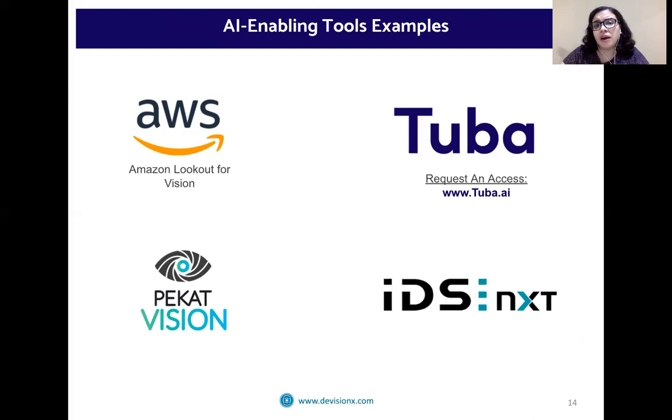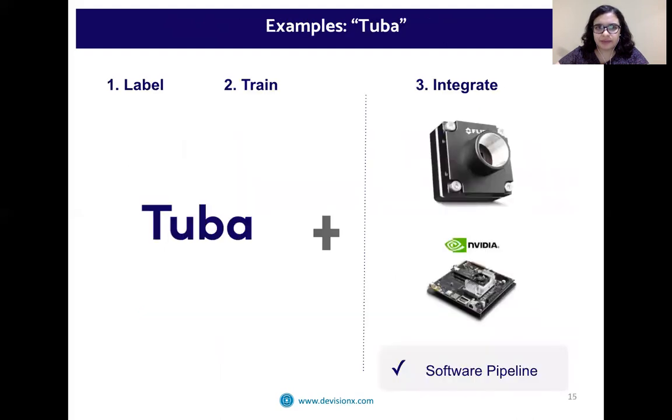I will go through the Tuba tool. This is our tool, a new tool produced by DevisionX company, and we'll go through it. Tuba is a no-code AutoML tool that enables manufacturers to build their own AI vision solution without coding and without experience here. As I mentioned, the quality engineer or the production engineer can use it easily.